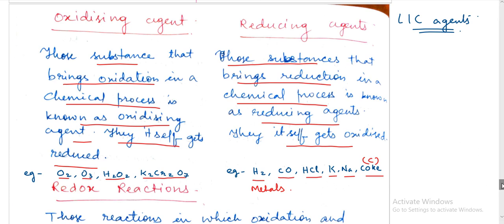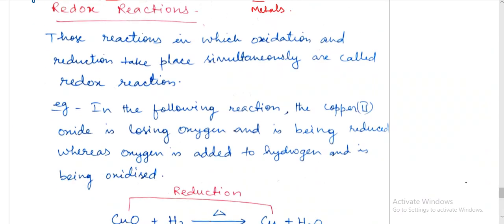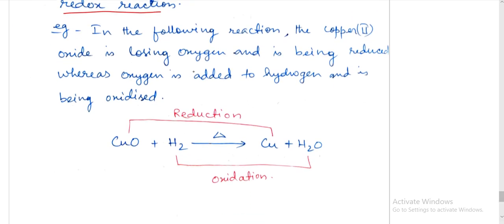Next, we will see what is a redox reaction. So what is a redox reaction? Those reactions in which oxidation and reduction take place simultaneously. That means if both oxidation and reduction take place simultaneously, then those reactions are called redox reactions. Now let us take an example of a redox reaction. In the following, the copper oxide is losing oxygen and is being reduced, whereas oxygen is added to hydrogen and is being oxidized. So if you see the reaction here, copper oxide is combining with hydrogen and forming copper and water.